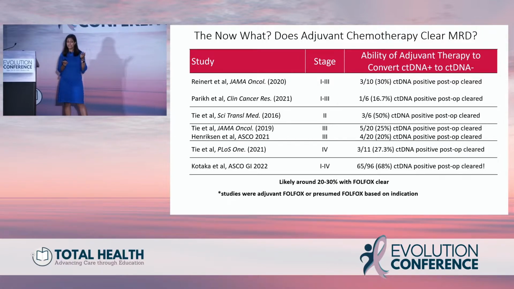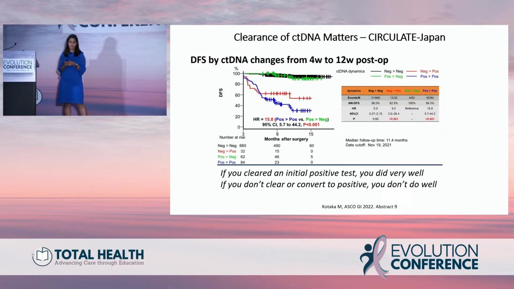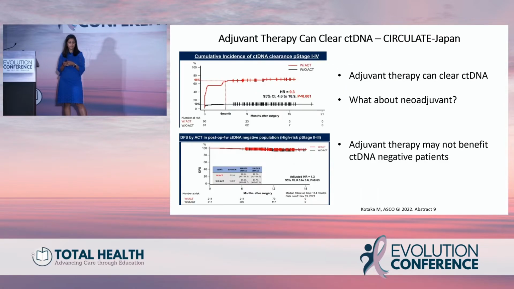From some of the largest data that we saw last year at ASCO GI from the Japanese group, 68% of patients post-operatively cleared their ctDNA with chemotherapy. And you can see that the clearance matters. If you look at the top, the green were patients that were positive that ultimately turned negative, and they did just as well as the negative patients. So if you cleared initial test, you did very, very well. And if you don't convert to negative, or you remain positive, you don't do well.